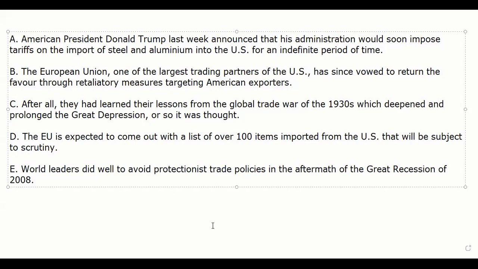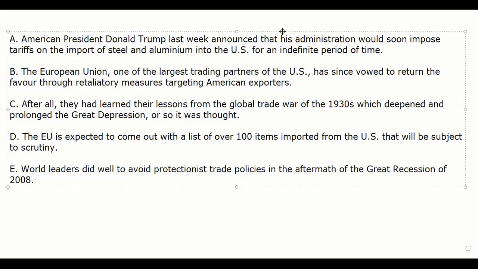What's the meaning of scrutiny? Scrutiny means a more minute look, a deeper look. When we scrutinize something, we look more deeply into it, more closely. Yes, sir, that is the meaning of scrutiny. This is a difficult one, I know, a very difficult one.